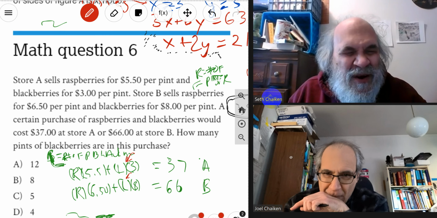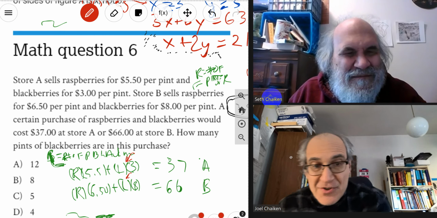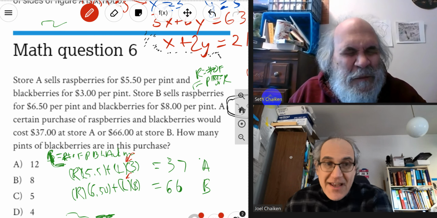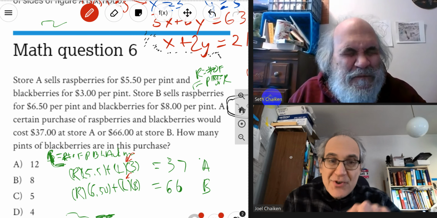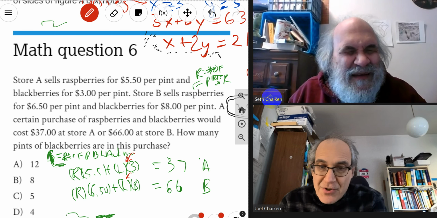So eliminate R. Can't believe they're doing this. This is like brute force work. Eliminate R. By the way, calculators are always allowed on the SAT. In fact, they give you the calculator on the computer because this is digital.